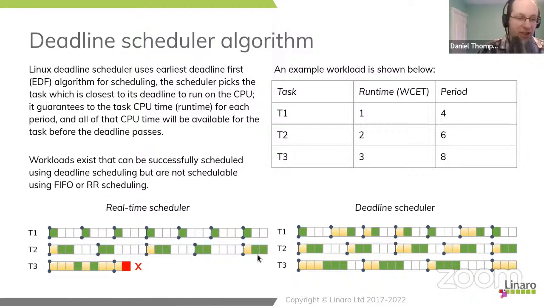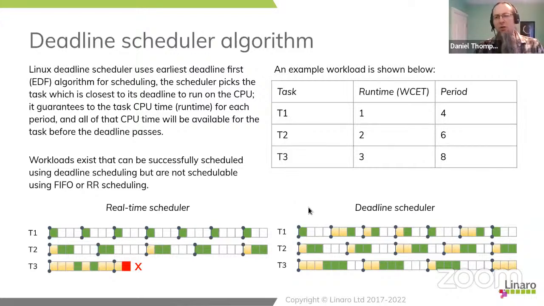The problem is for T3. So T3 had a deadline 8 milliseconds in the future, and it was required to get 3 milliseconds of work in, and in its window it's only actually able to get 2 milliseconds of work done because it's the lowest priority task in the system.